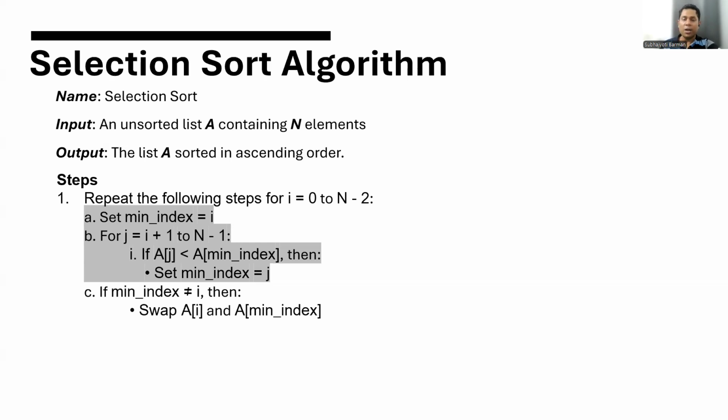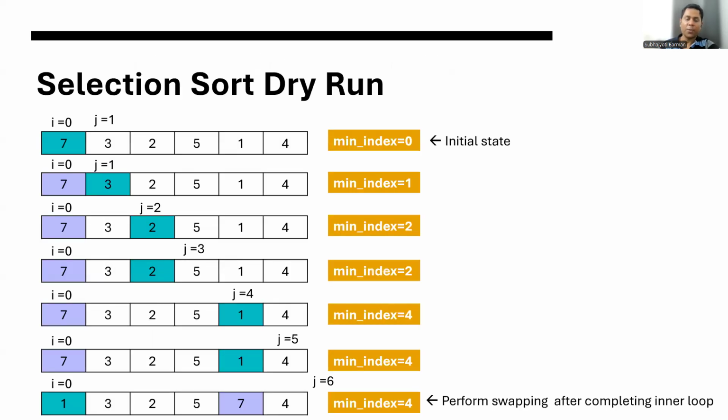For better understanding, we will perform some dry run on a small set of data to understand the actual process of selection sort. So let's say we have one array of integers with 6 elements. Here we show the first iteration of the outer for loop.